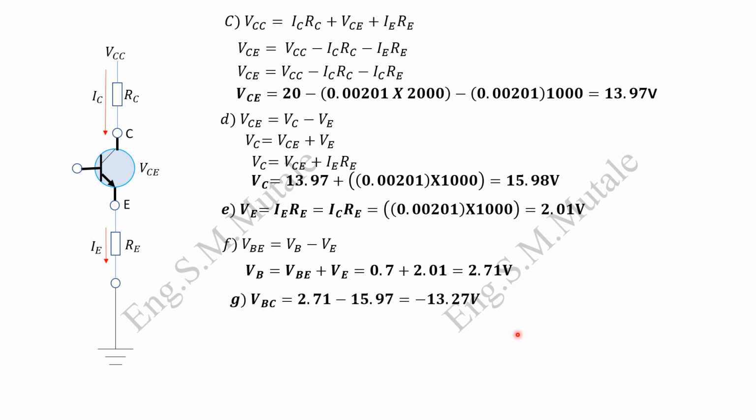Okay. And then G is saying calculate VBC. VBC is basically the difference between the base voltage and the collector voltage. Base voltage is this one which we've calculated. Collector voltage is that one. When you do substitutions, you're going to get that as your VBC.